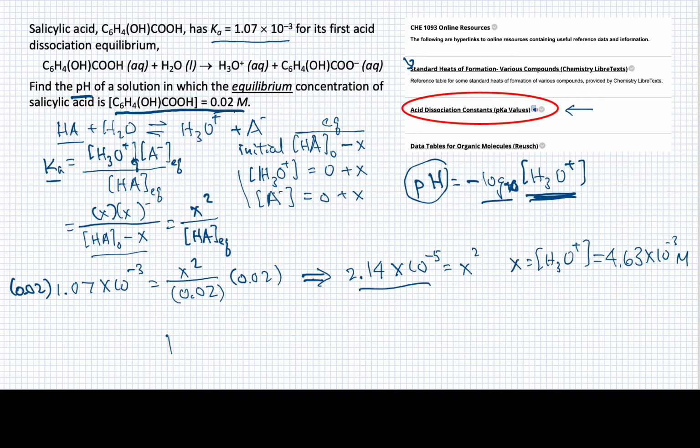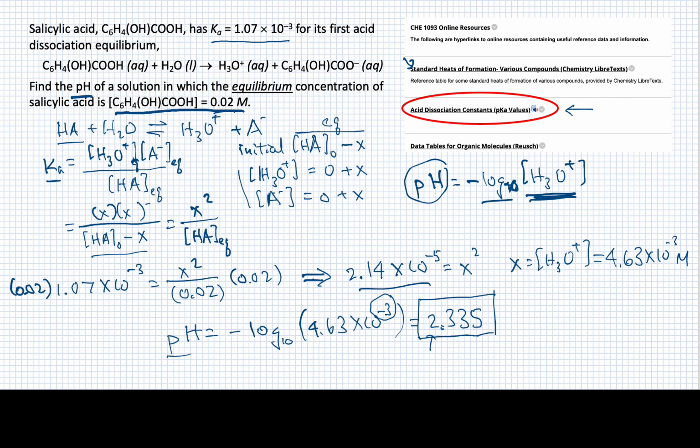Then in order to find the pH, I would simply plug it into this formula, negative log base 10 of 4.63 times 10 to the minus 3. And you should get an answer that is something like 2.335. Now it may seem I've kept too many digits here, but really this denotes the significant figures in a pH because this number here is related to the exponent. So our pH in this case is going to be 2.335.